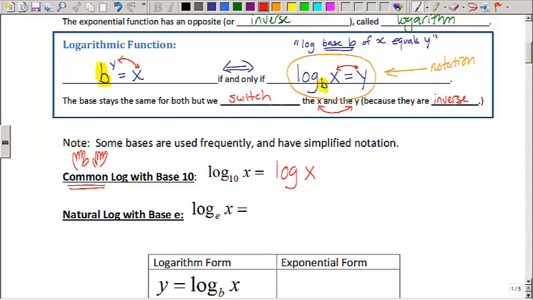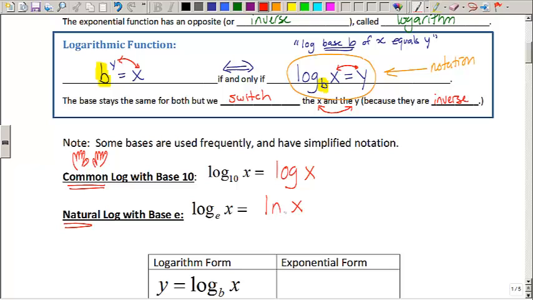10 fingers, very common, everybody has them, so that's your common log. Another base that is used an awful lot is base e. If we have a log base e of x, we really don't write it this way. No one writes log base e. This is the natural logarithm, which we said e was the most natural or preferred base to use when we're using exponentials and conversely logarithmic functions. And the way we write a natural log is ln.